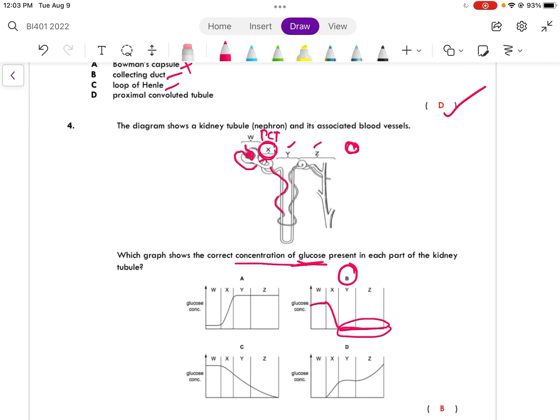W is where you'll find the highest concentration of glucose, because that's where blood is first filtered, and even the glucose will filter into the Bowman's capsule. So the best answer is B.